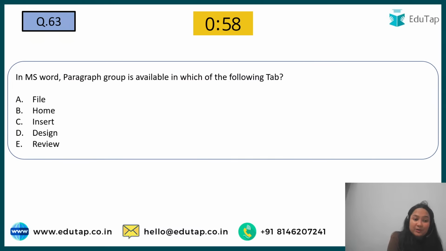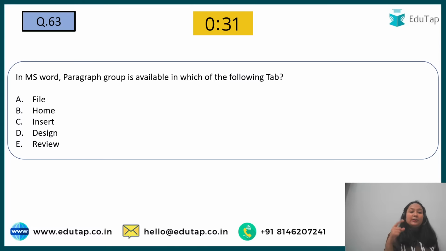In MS Word, the paragraph group is available in which of the following tabs? So ultimately at the very top we have the title bar. Then we have the menu bar, and in the menu bar we have various tabs. We have file, home, insert, design, review, and in case of MS Word, design also. We also have the option of draw.